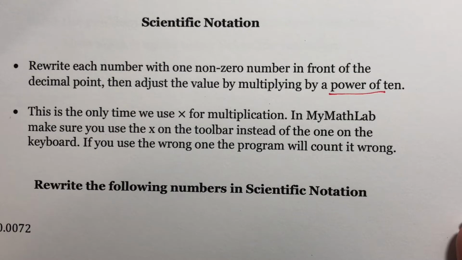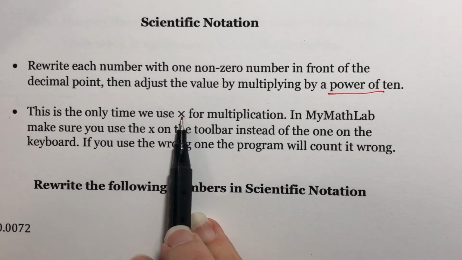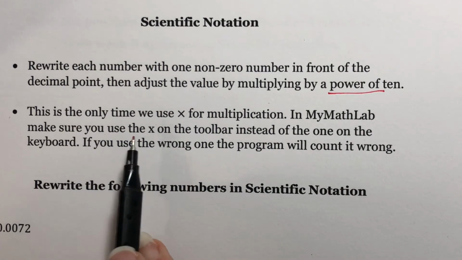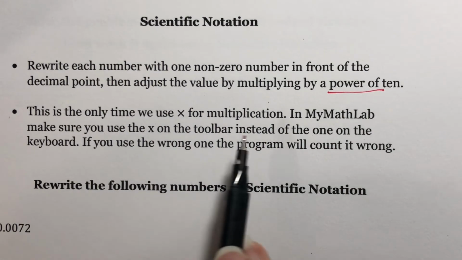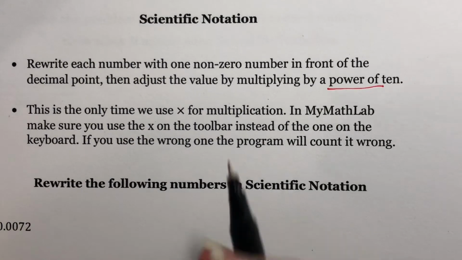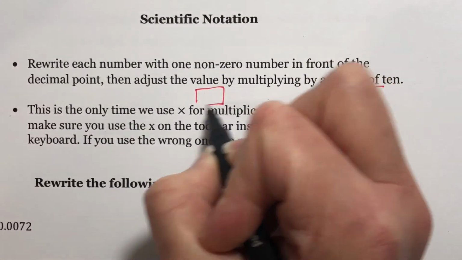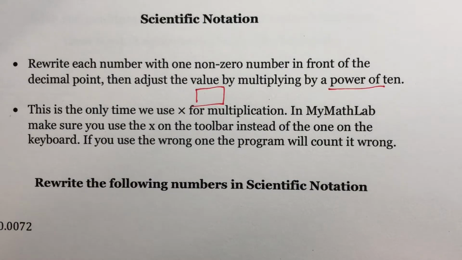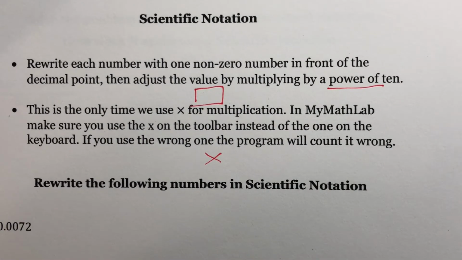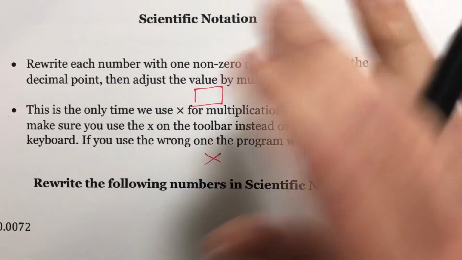Okay? This is the only time we use x for multiplication in this class. In my math lab, make sure you use the x on the toolbar. Do not use the one on the keyboard. It will count it wrong. After you click in the box for your answer, the toolbar will pop up in the bottom and you will see a regular X down there, and you're going to have to click that one. So this is how you're going to get those done.